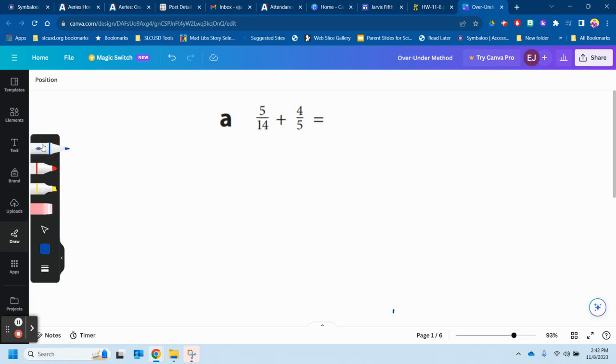This is Mr. Jarvis with homework help for November 8th, and we're taking a look at some doozies of addition and subtraction problems. These are tough. This is from the book.